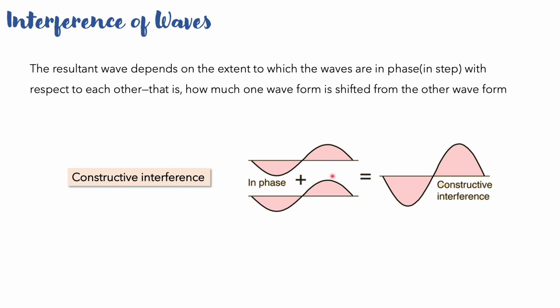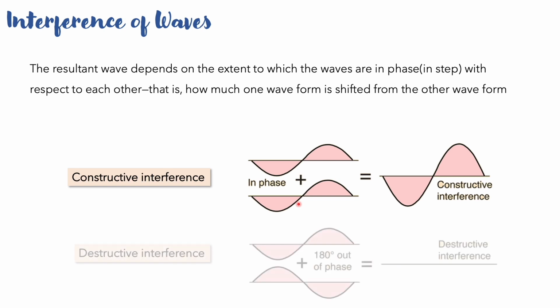Okay, and in contrast to it, if these waves are totally out of phase, like in this case, these are totally out of phase. So this one has a crest and this one has a trough at the same position. When the first wave has a trough, the second wave has a crest. So this is a 180 degrees shift from each other. So they are out of phase by 180 degrees.